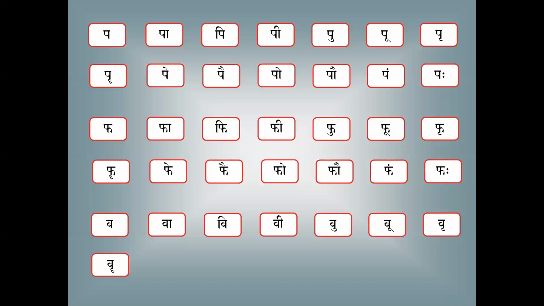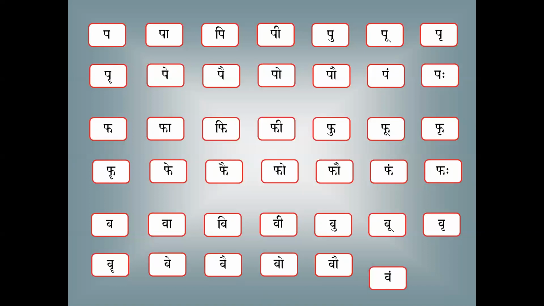The U sound should not come. The lips are not rounded. Okay. Bru. Be. Bai. Bau. Bo. Bam. Baha.